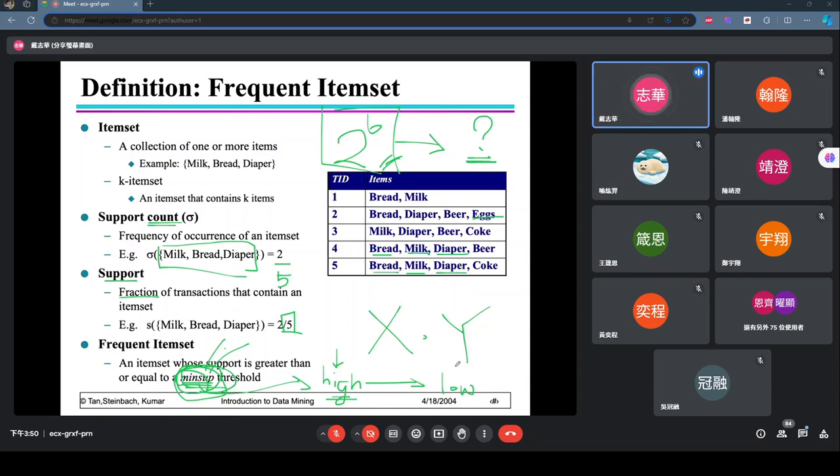But don't start your mining task from a low minimum support. Usually it will take a lot of time, and it's also possible that after several days you get a core dump. That's not good news. Okay.